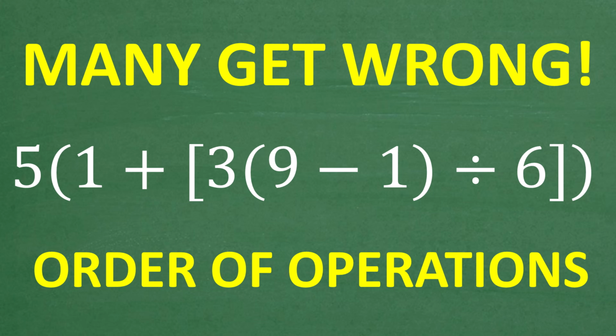And of course, we're going to need to be extra careful because I want you to do this problem without the aid of your calculator. So what is the problem? Well, we have 5 times (1 plus 3) times (9 minus 1), all that divided by 6. What is this equal to? Again, do this without the aid of a calculator, because if you use a calculator, it's going to take all the fun out of it.